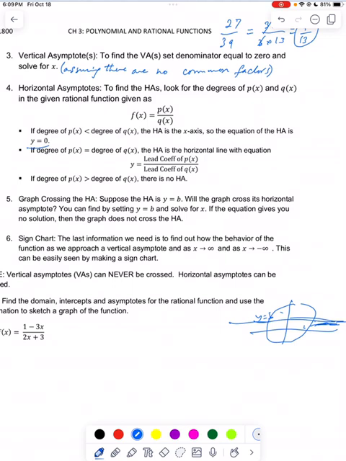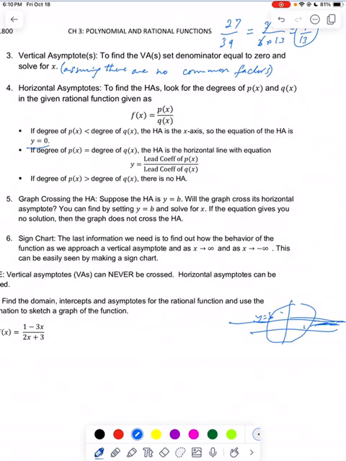So will it cross or will it not cross? We can easily check. What we do is set the y value of the function equal to the number we have in the horizontal asymptote, and then we solve for x. If there is a solution, you'll get the x value where the graph will cross the horizontal asymptote, and if there's no solution, it means it does not cross the horizontal asymptote. And the last thing is the sign chart.